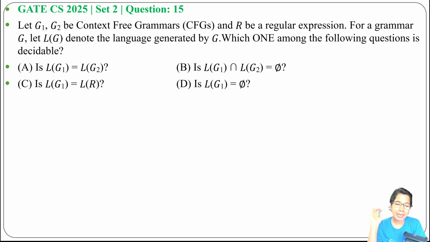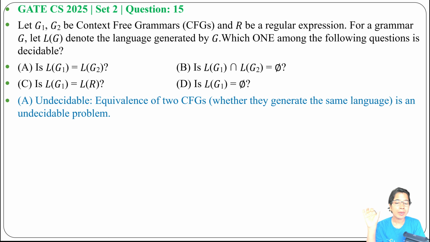Option A is L(G1) equals L(G2). G1 and G2 both are context-free grammars. It is asking: is the language of G1 equal to the language of G2? This is undecidable. Equivalence of 2 CFGs is an undecidable problem. Actually, there is a set of problems which are undecidable and which are decidable. I already discussed that set of problems. Just go through that lecture.